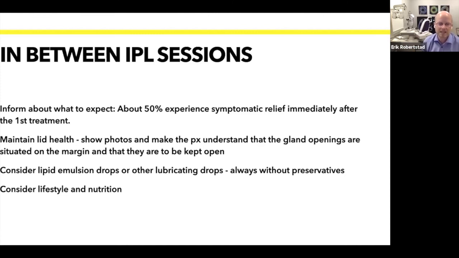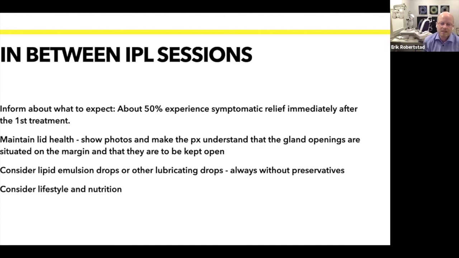Between the IPL sessions, you need to make sure that you maintain that lid health that I stressed earlier. Show people photos, make people understand that the gland openings are on the lid margin and they need to keep them clean. It's really good if you teach that and show them photos of their own eyes.